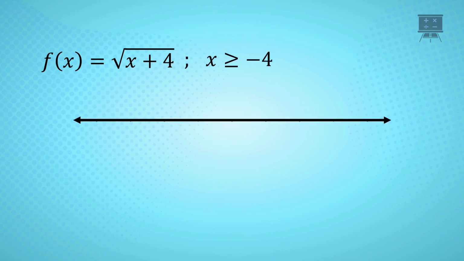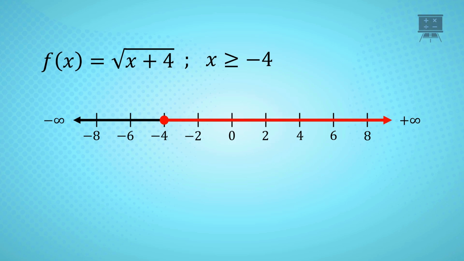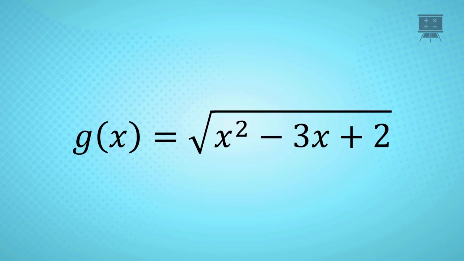To plot this on a number line, we place a shaded circle over -4, since x can be equal to -4. x can also take any value greater than -4. We shade the number line to the right, towards positive infinity. We can write our domain using interval notation. We use a closed bracket for the shaded circle and an open parenthesis for positive infinity. The interval notation will be [-4, positive infinity).